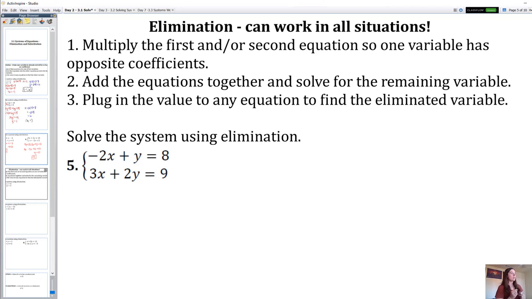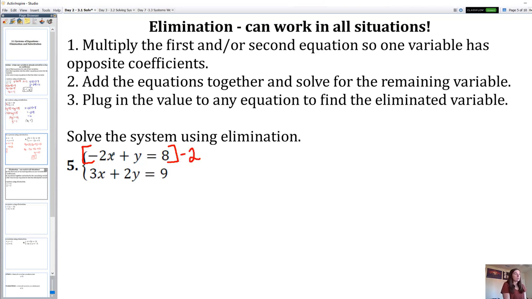In this example, we have negative 2x plus y equals 8 and 3x plus 2y equals 9. So you can pick either of your two variables to eliminate first. In this situation, I'm going to eliminate y because I only have to multiply one of the equations by a number so that they'll have opposite coefficients. So with that, I'm going to take the first equation, and since I'm eliminating y, the second equation has a positive 2. That means I want the top equation to have a negative 2.